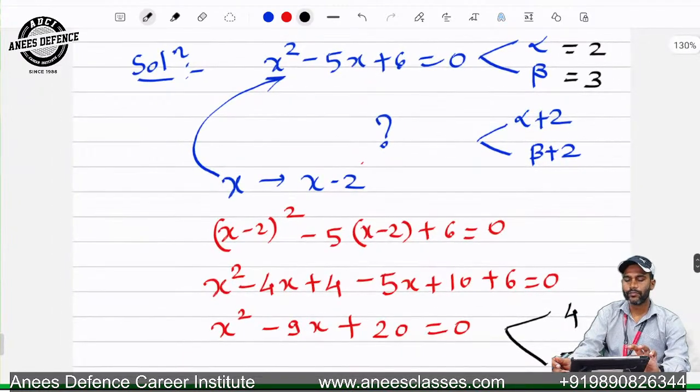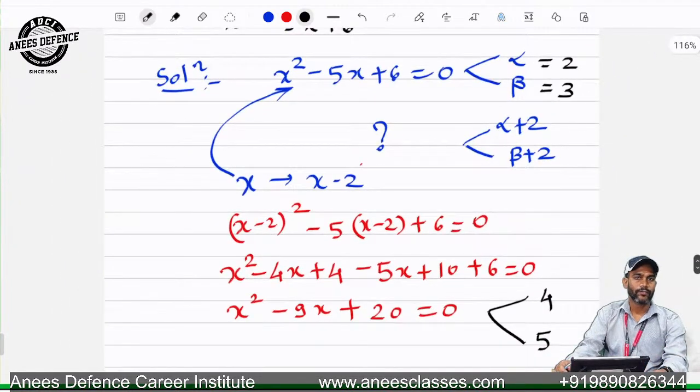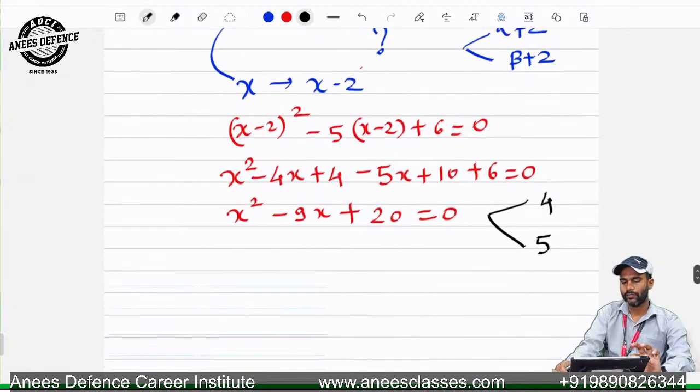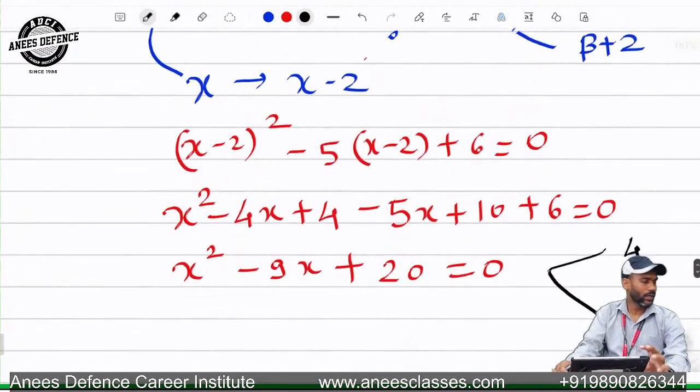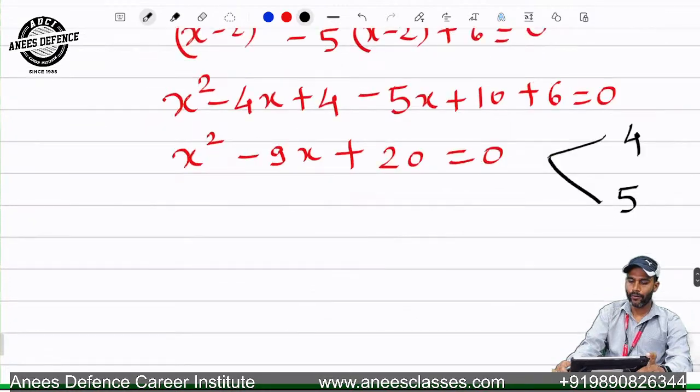What we have to do? If k is added to the roots, we have to just subtract k from x and then just replace that x by x minus k in the given equation. You'll get the required equation. Understood? Shall we take one more example? Have you noted it down? Shall we move ahead? Okay.